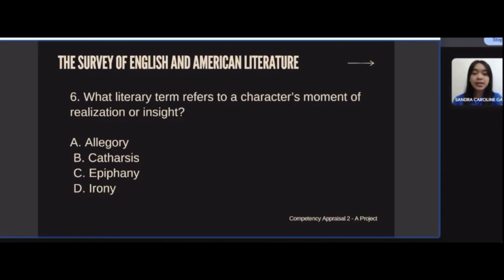An epiphany is a sudden realization, often marking a turning point in the narrative. Letter A, allegory, is an extended metaphor. Letter B, catharsis, is emotional purification. And letter D, irony, is a contrast between expectations and reality.